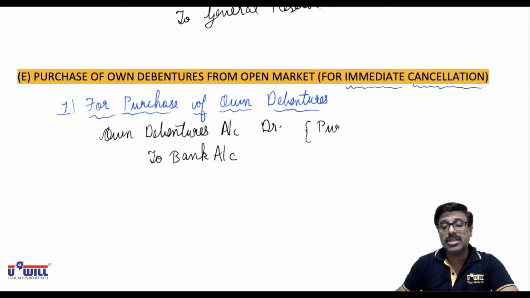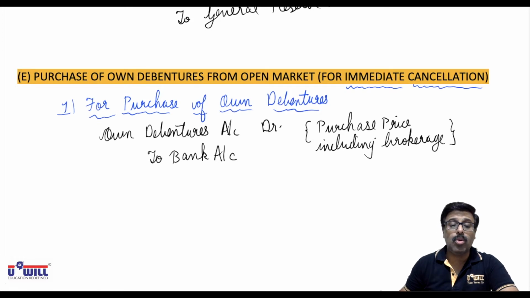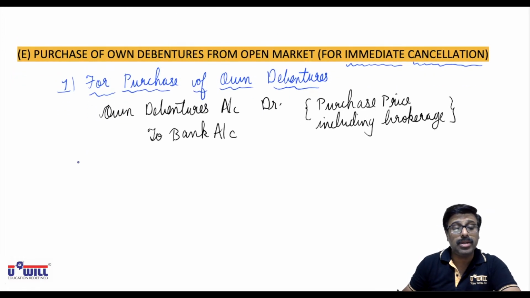This entry is to be passed with the purchase price including all expenses like brokerage. Means whatever is the final cost for the company, that is going to be recorded. So this entry will be passed including brokerage. Own debentures account debit to bank account.